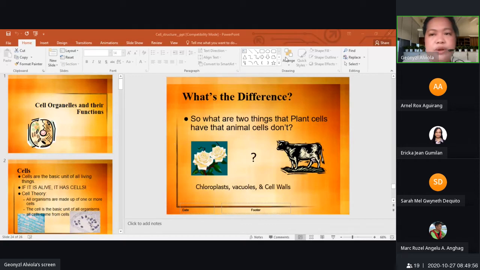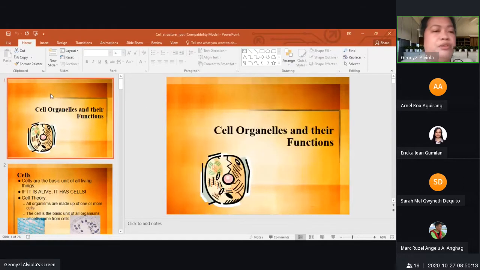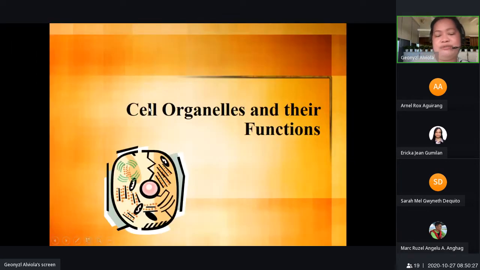So this is for chapter 2. So we shall start with the cell. Based on the organization of the organism, the cell is the most basic part of the organism. Sometimes it is considered as the basic unit of life. Siya ang basic unit of life.